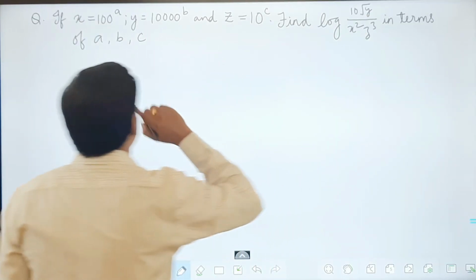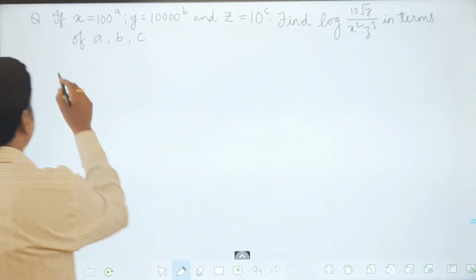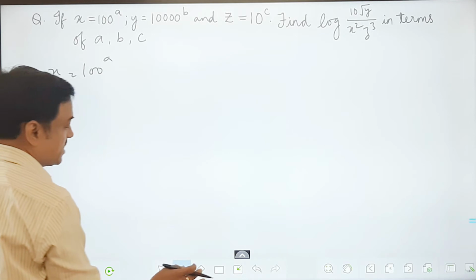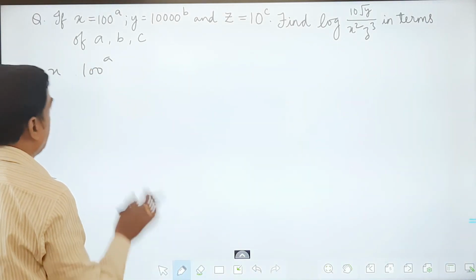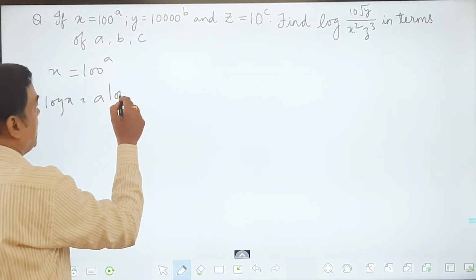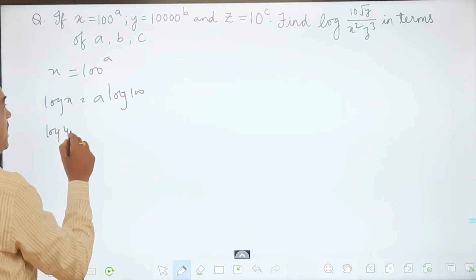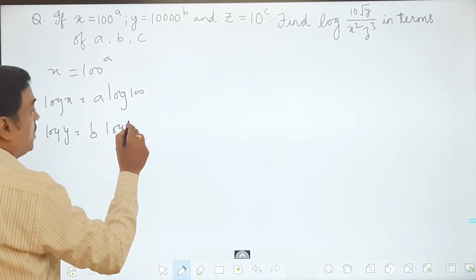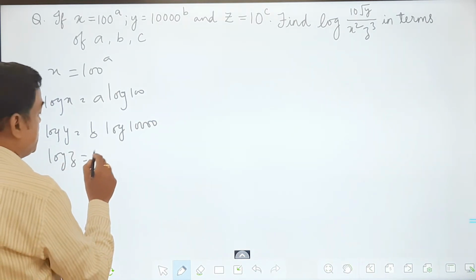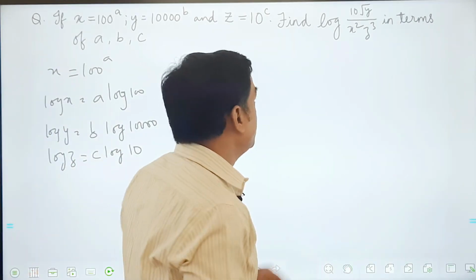Let us expand this one, and moreover this is along with log. So I want all of these the values of log. So what I do, friends, x is equals to given 100 to the power of a, right? X is given 100 to the power of a, and then I can write the same thing now as log x is equals to a log 100. Similarly, log y can be taken as b log 10,000, and log z is equals to c log 10 is what you get. I got 3 values in logarithm, and the question is to find this.